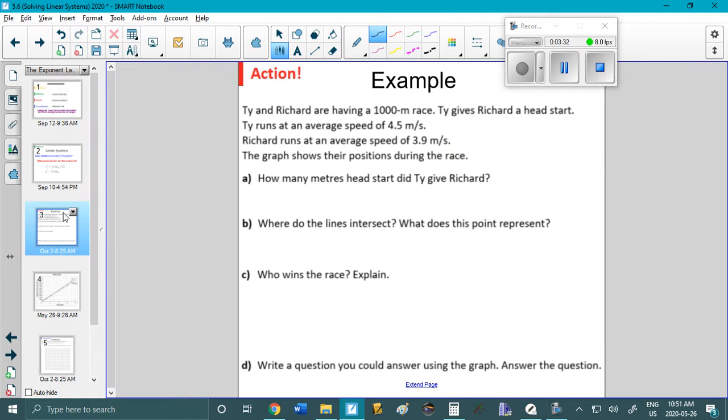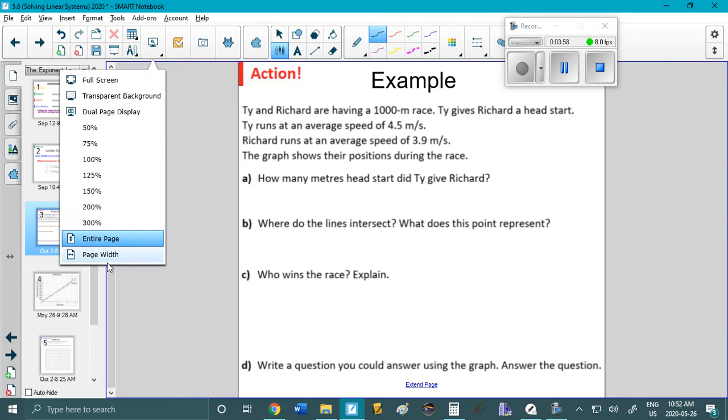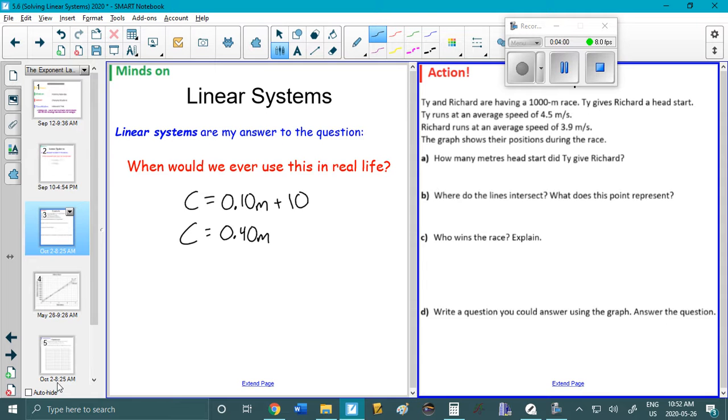So I've got an example, and then I've got a homework question, and that's it. So it's going to be a quick one today. Ty and Richard are having a 1,000-meter race. Ty gives Richard a head start and runs at an average speed of 4.5. Richard runs at 3.9. So obviously Ty's running faster, so if they started at the same time, Ty would get out ahead and he would win the race. But Ty gave Richard a head start. So we can see it on the graph here. And this is on your handout, of course.